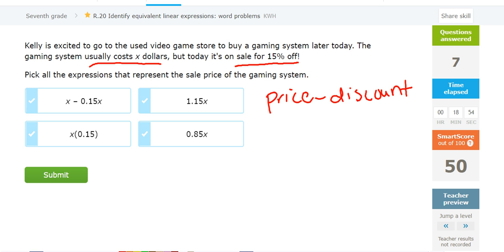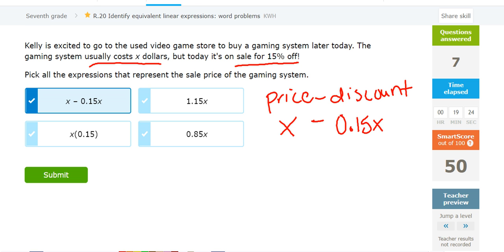Okay, so the price was X. What is the discount? The discount is 15% off of X, or 15% of X, so minus 15%, which is 15 out of 100, which is 0.15 times X, because it's 15 cents for every dollar. So 0.15 times X. So now we have one of our answers.